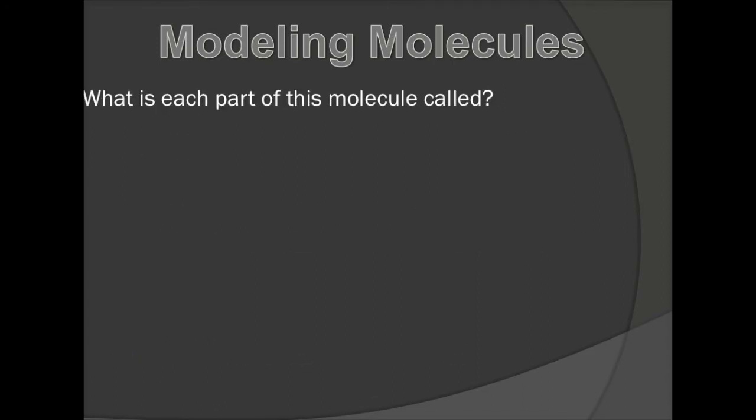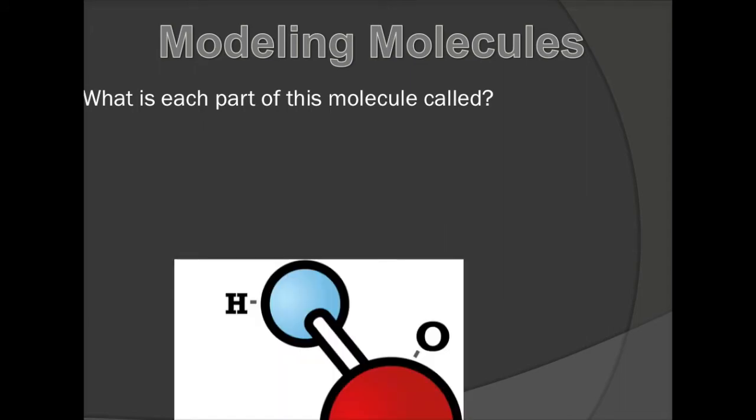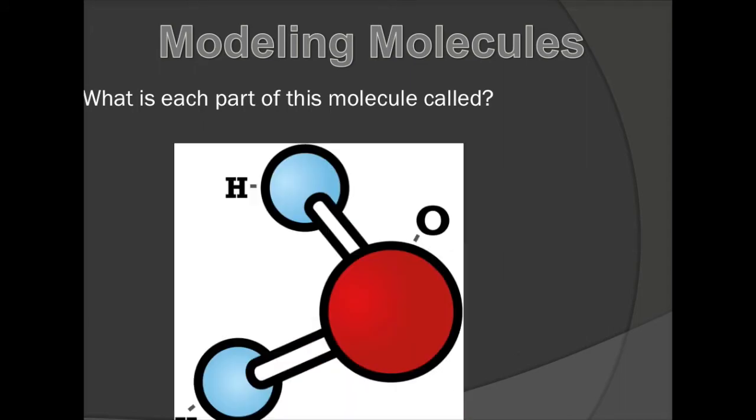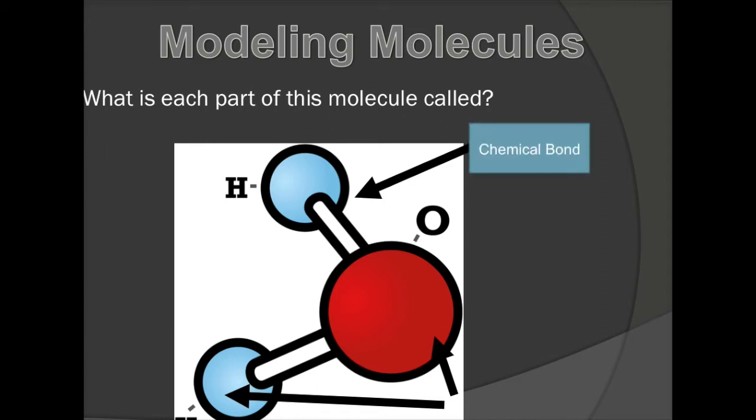What is each part of this molecule called? So we have our picture here, okay? We have a couple of circles, and we have some lines. The line that's holding the circles together, of course, is a chemical bond, and those circles are atoms. So make sure you label, should be on the back of your study guide, because that's one of the things you're going to need to be able to do on the quiz.